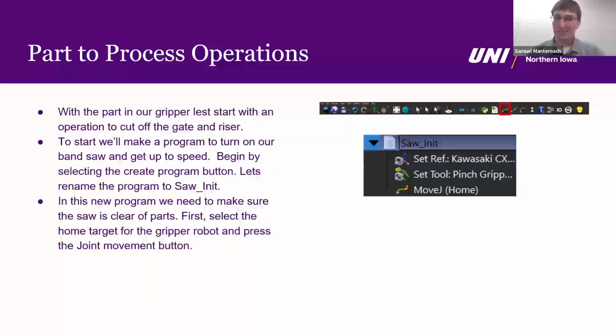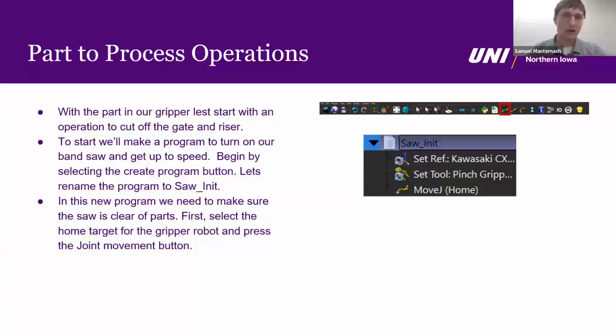All right. So now you should have your part in the jaws. Now we're going to get ready to do an actual operation that's going to be removing material in our cell. In this case, we're going to be grabbing our part and removing the gates and riser that you can see on the part itself. However, to start, we're going to make things easier on ourselves in how we're programming.